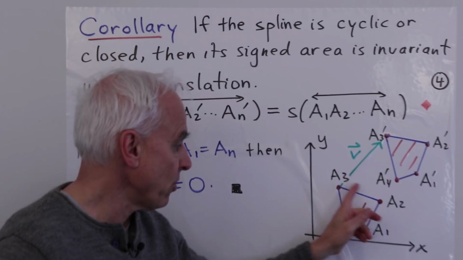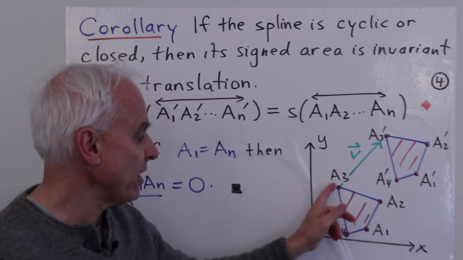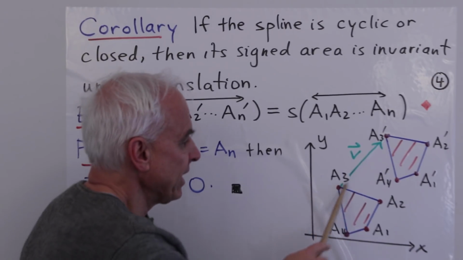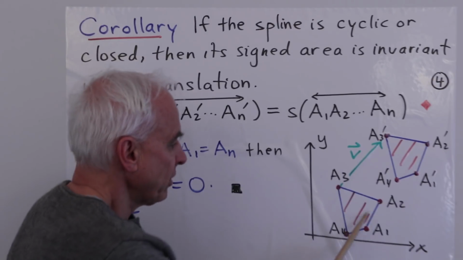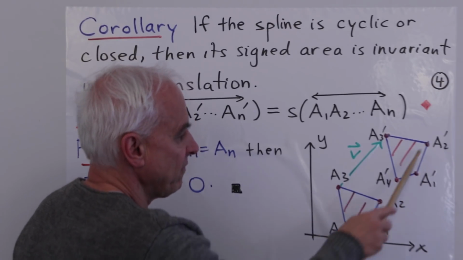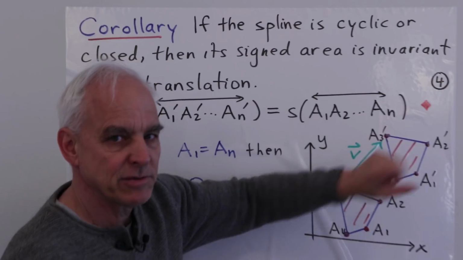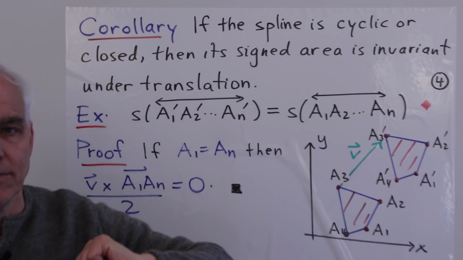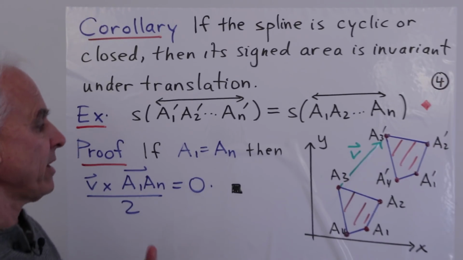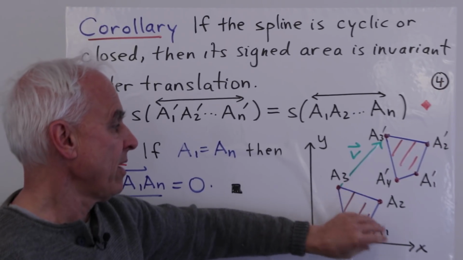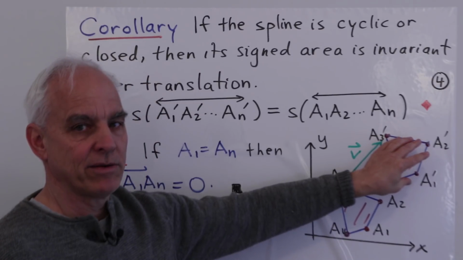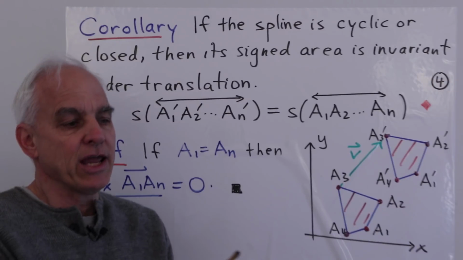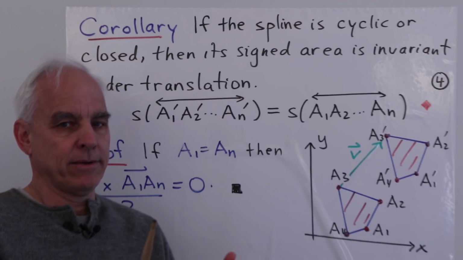So here's a cyclic-oriented polygonal spline, a1, a2, a3, a4, with a double arrow over it. And we're translating by vector v. So each one of these vertices gets translated by v to get this new spline up here, a1 prime, a2 prime, a3 prime, a4 prime. And we know automatically that the signed area of this thing equals the signed area of this thing. As it should be, right? That's the way it should be. But we're just checking this now algebraically.